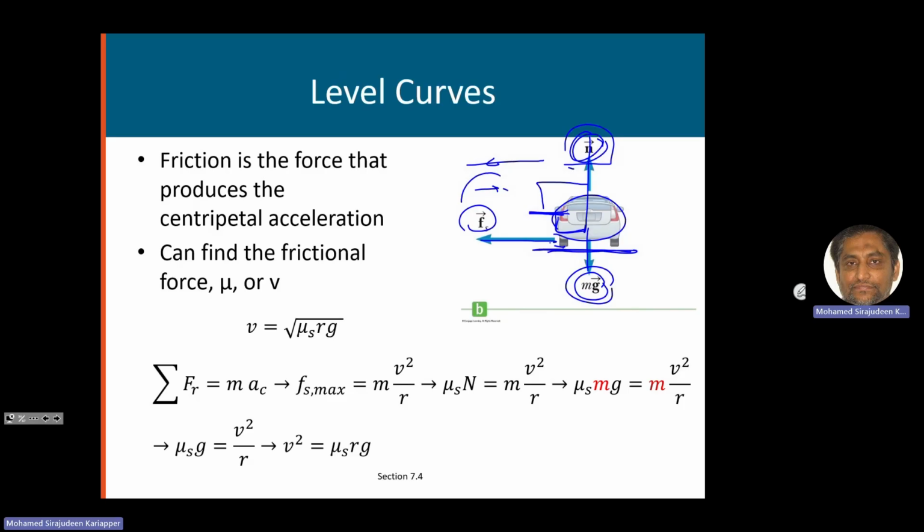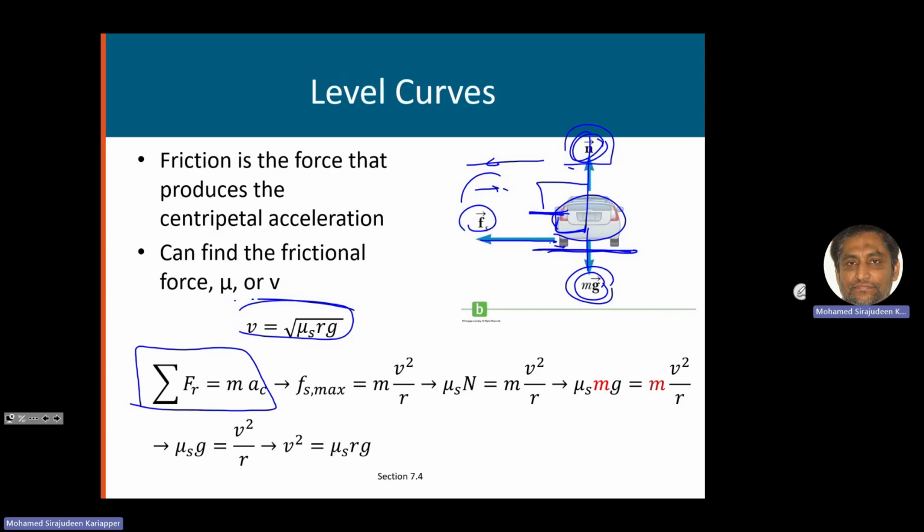So we can actually get an expression for the maximum speed that allows us to take this curve with this radius of curvature, where μs is the coefficient of friction between the tires and the road. We can get this equation. You're not supposed to memorize this, you're supposed to derive it from Newton's second law. Let's do that. So this is Newton's second law.